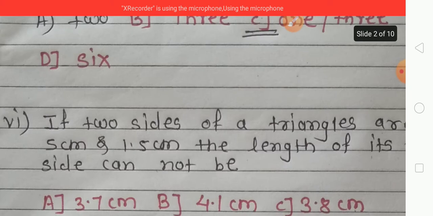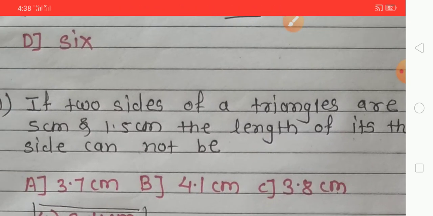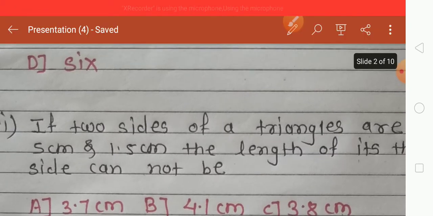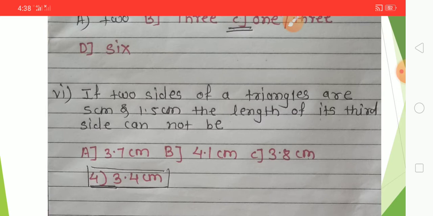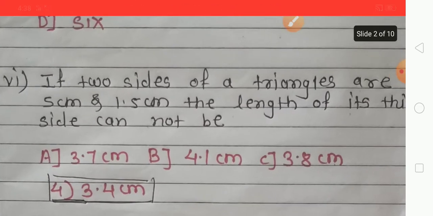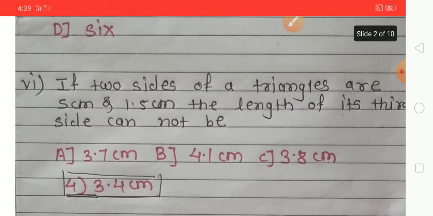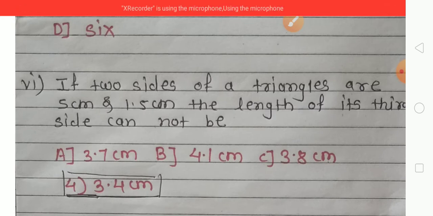Then question number 6: if two sides of a triangle are 5 centimeter and 1.5 centimeter, the length of its third side cannot be determined. Now if we add the two sides, 5 plus 1.5 is 6.5. If we take any number from the options, say 3.7 and 1.5, it will be 5.2. The sum of the two sides must be greater than the third side, because the sum of two sides is greater than the third side. So adding 3.7 and 1.5 gives 5.2, meaning the sum of the two sides is greater.